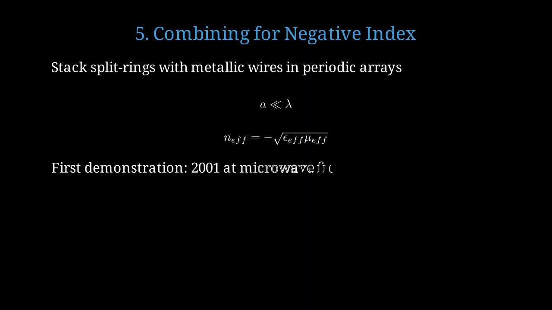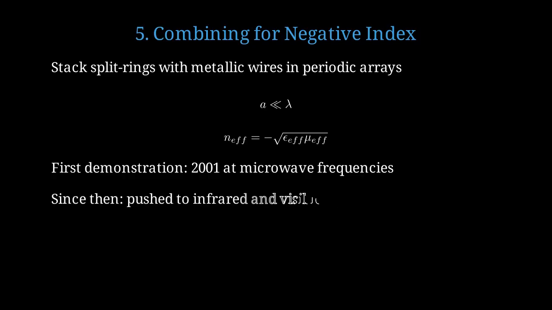The first experimental demonstration came in 2001 using centimeter-scale structures for microwave radiation. Since then, researchers have pushed the technology to infrared and even visible wavelengths using nanofabrication.